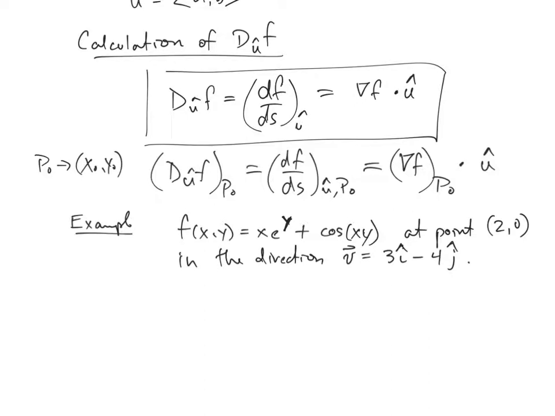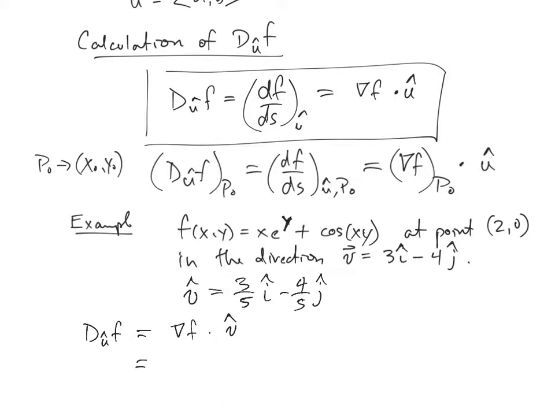So we need to make a unit vector first by dividing it by its magnitude. Now it's a unit vector. So don't forget to do that. Okay, well, the directional derivative in the direction of u hat of f is going to be equal to the gradient of f dot this u hat.